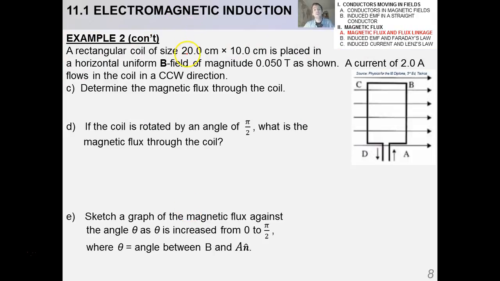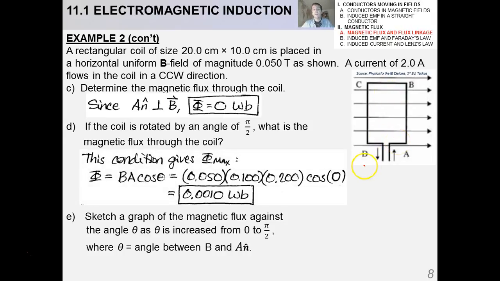All right, now we're going to continue number 2, which is the one that we started earlier in this video, okay? So for part C, this was the one with the coil that was free to rotate in a magnetic field. The magnetic flux through the coil would obviously be 0 because the plane of the area of the coil is exactly perpendicular to the B field. Now, if the coil is rotated by an angle of pi over 2, what is the flux through the coil? This condition would give the maximum magnetic flux, okay? So the cosine of theta would be 1, because theta would be 0, okay? And this ends up being 0.001 Webers, okay?